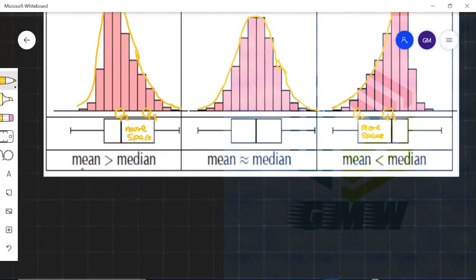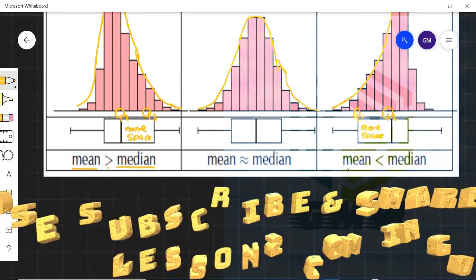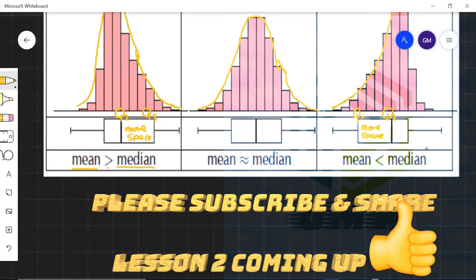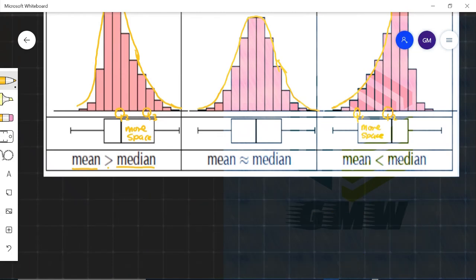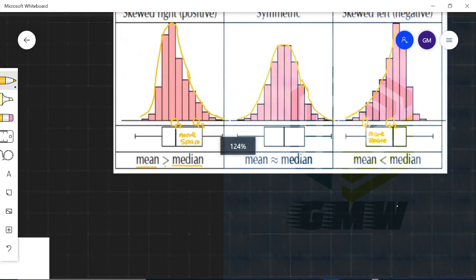Another way to interpret skewness is to compare the mean and the median. You now know how to calculate both. If your mean is bigger than the median, it is positively skewed, meaning skewed to the right. If your mean is equal to the median, the data is symmetrical. If your mean is smaller than the median, your data is skewed to the left.